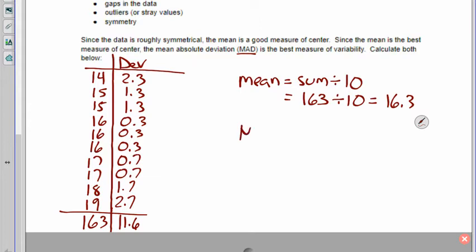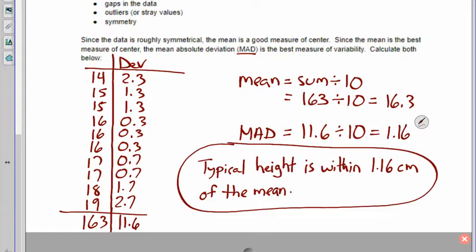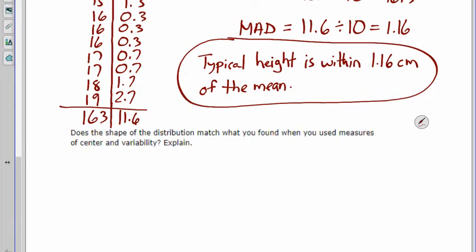And so for the mean absolute deviation, I get the sum divided by the number of scores, which is 1 16/100. And so what does that mean? That means the average distance of a data point from the mean is 1 16/100 centimeters. So the data is pretty closely clustered together. So we have a question: does the shape of the distribution, that picture that we looked at with the dot plot, match what we found by finding the measures of center and variability? And I would say it does.